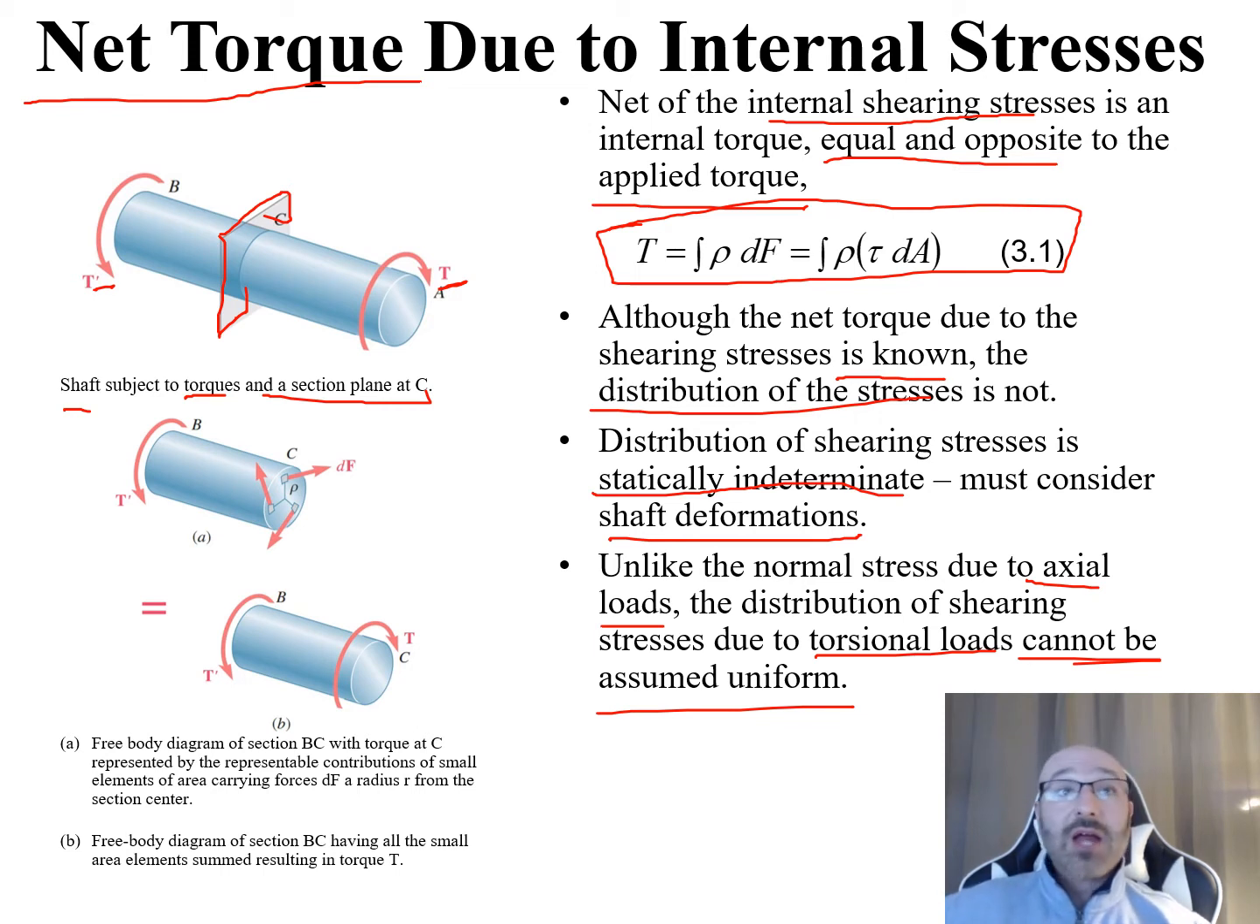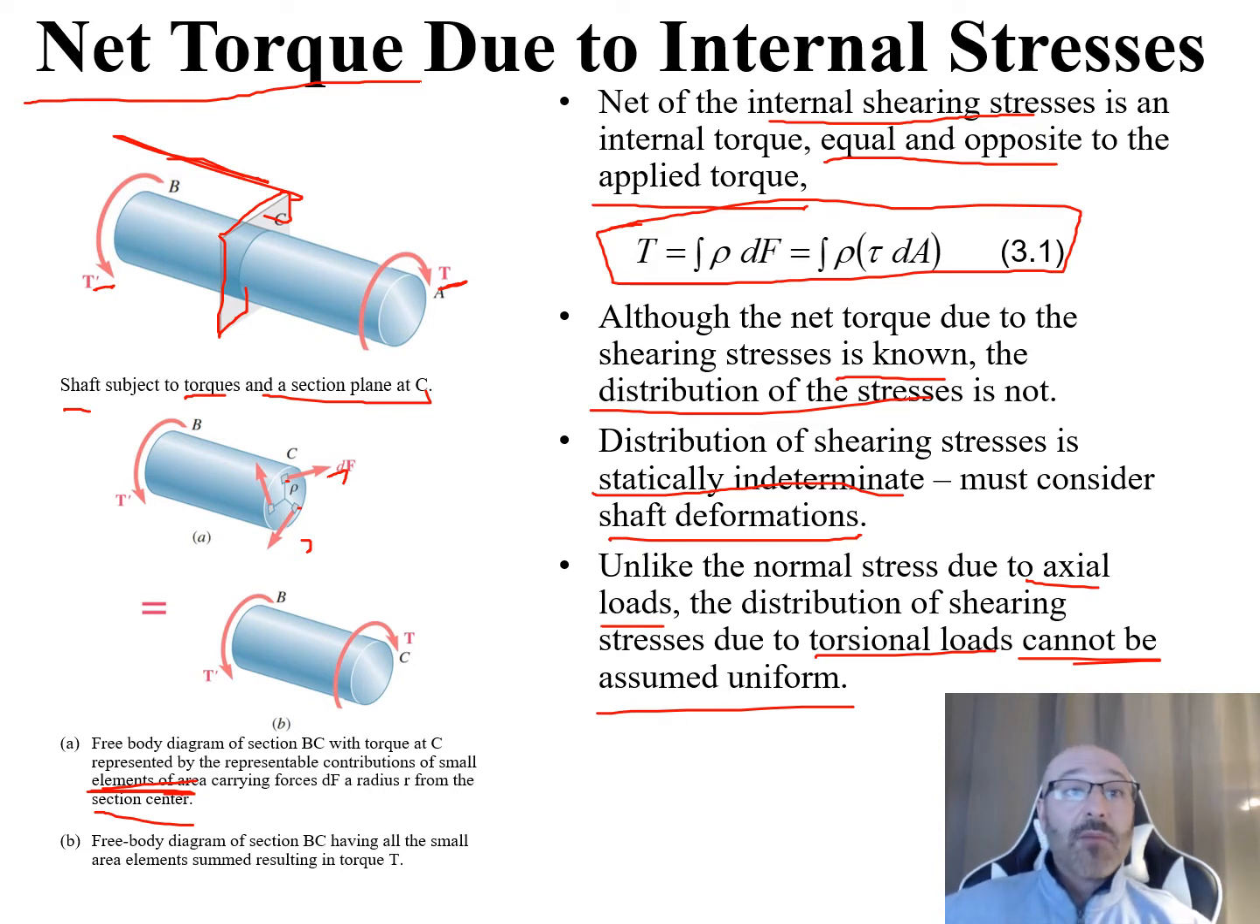This is a free body diagram of the section B to C, which is this first section right here, with the torque at C represented by the contributions of small elements of area. These are small elements of area that we can see there, carrying forces dF at a radius r from the center of the section. So you can see there's these dFs right there, on each of these small elements of area. So now we've broken this down in the free body diagram, distributing those loads over those internal small elements of area.